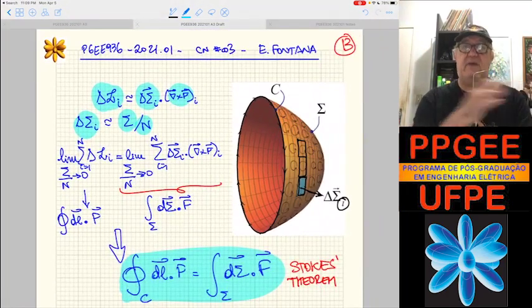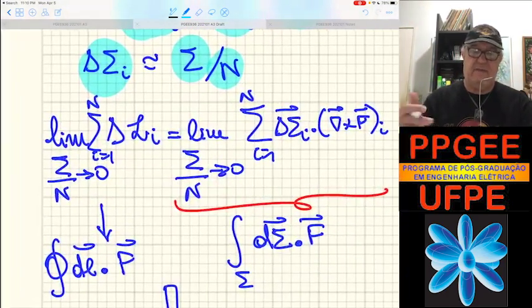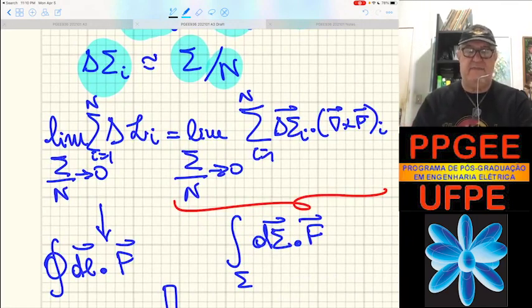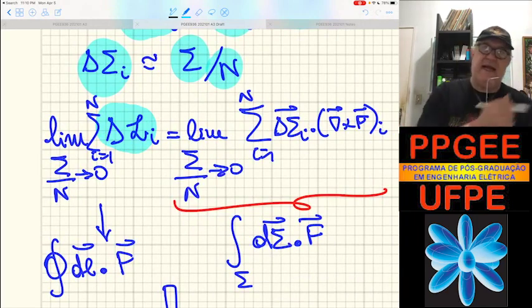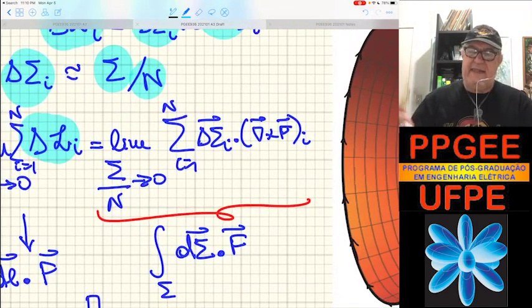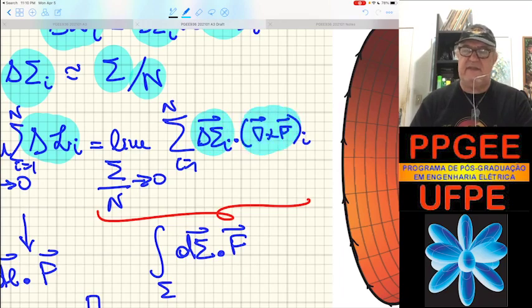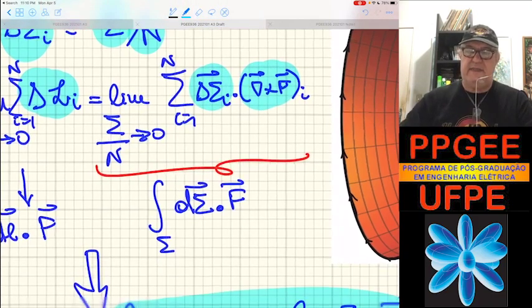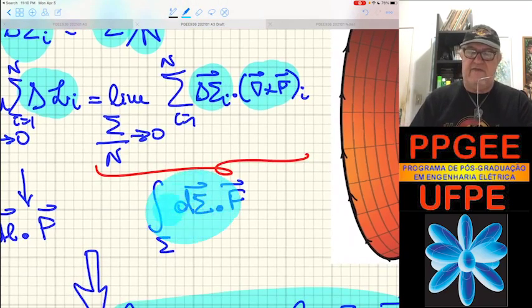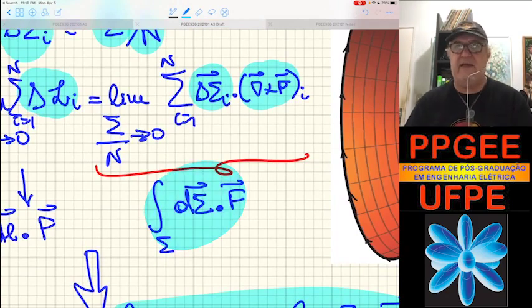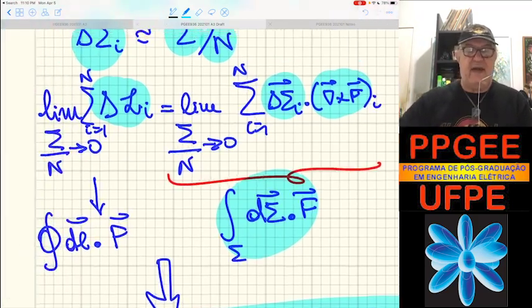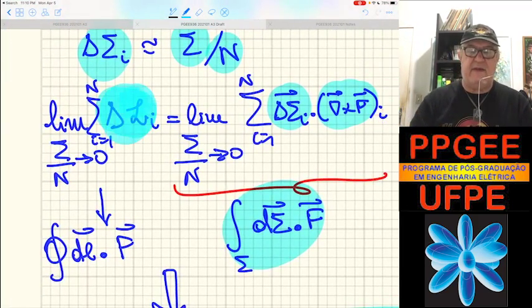Then we sum the whole thing, right? We make a sum of all the microcirculations on one side, which has to be balanced by the sum of those dot products, and this becomes simply the surface integral on the open area sigma of the dσ dot curl F. And the question is, what's the sum of the microcirculations?